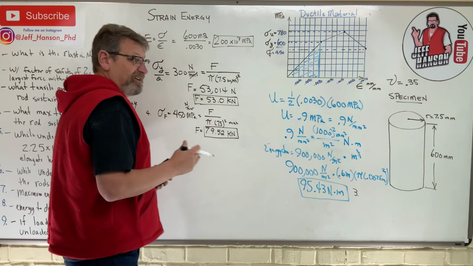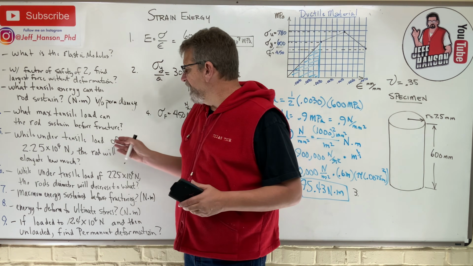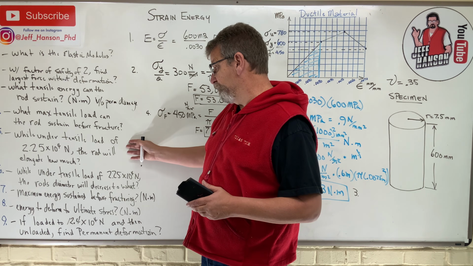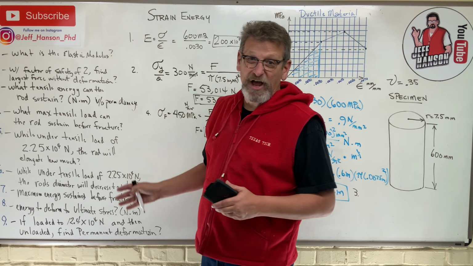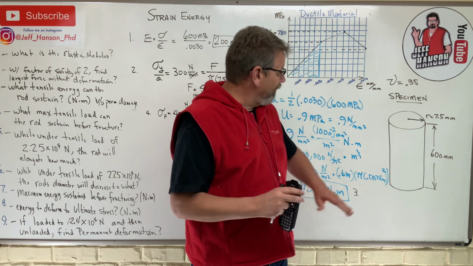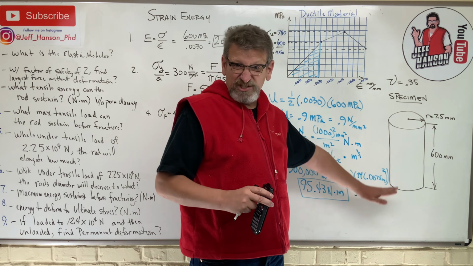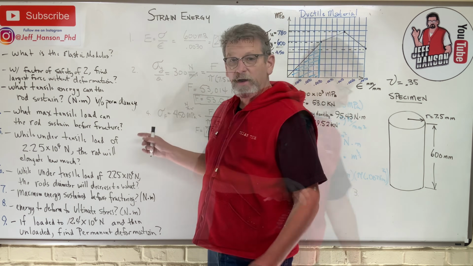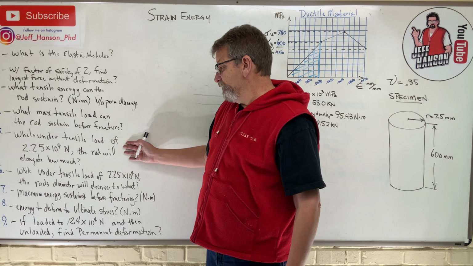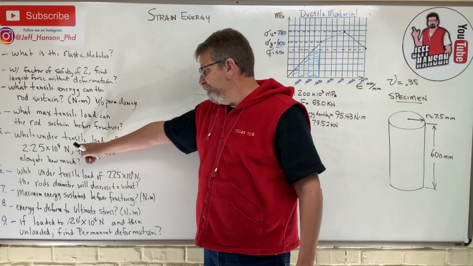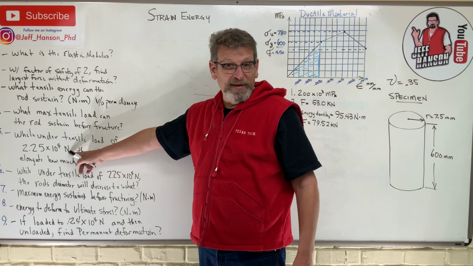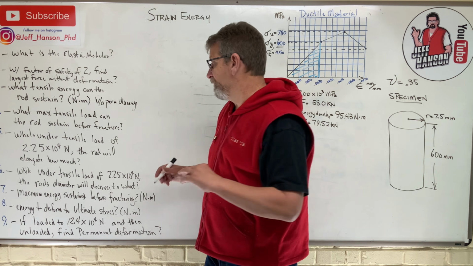Okay, we're almost halfway here. Number 5, while under a tensile load of 2.25 times 10 to the 4th newtons, the rod will elongate how much? So how much is this thing going to stretch? It started off at 600. What's its new length? Let's see if we can calculate it. All right, so I erased my board. We still got all our answers over here, but let's see if we can do this. So what do we got here? We got a force, right? Let's divide that force by an area and let's get us a sigma, shall we?